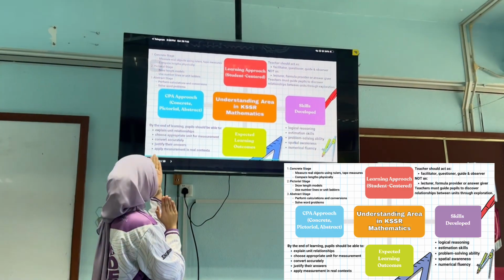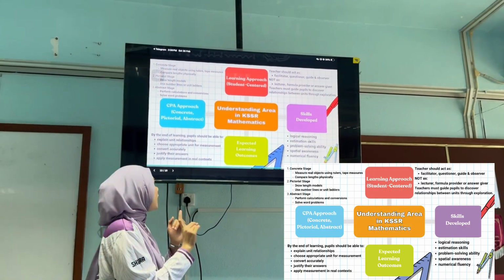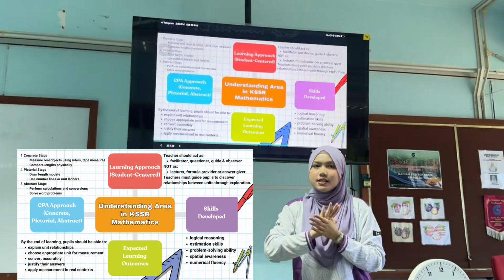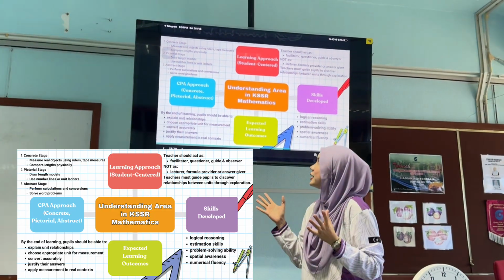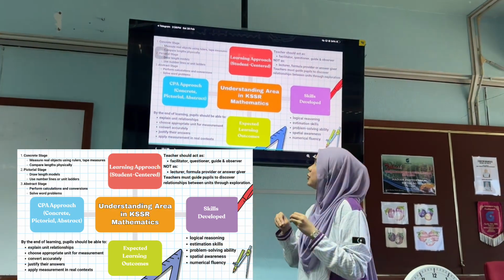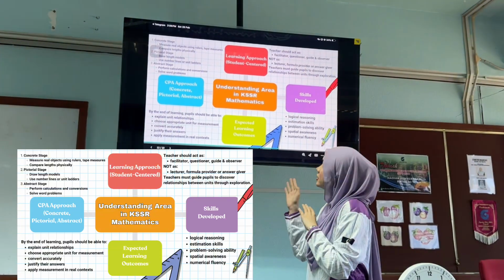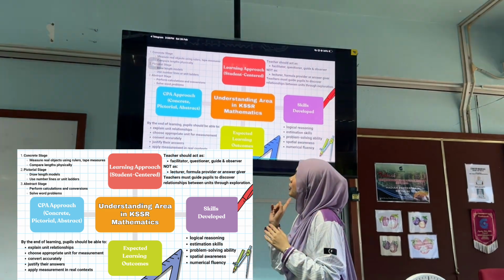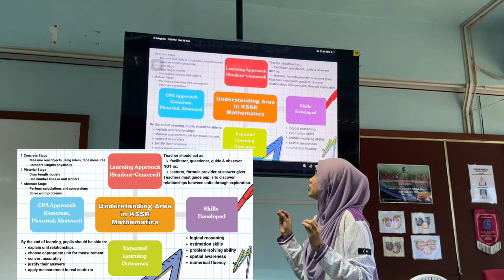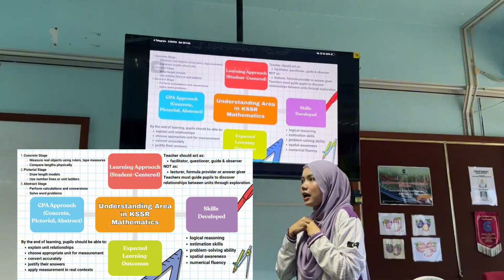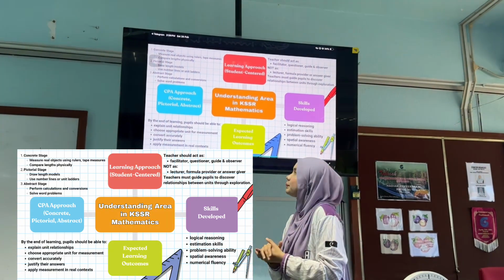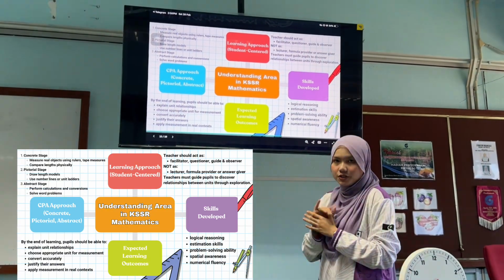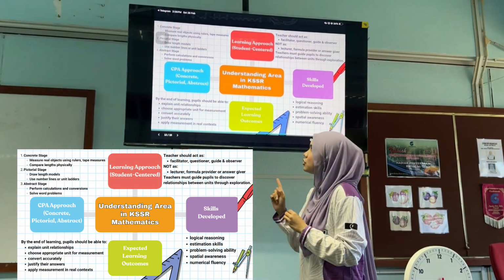And then for the CPA approach, which is concrete, pictorial and abstract. For the concrete stage, we measure real objects using rulers. For this unit, we need to use the ruler, and then take measurements and compare lengths physically. And then for the pictorial stage, draw line models. And then we also use a number line or unit ladder, so that people will know the relationships through the units. And then the abstract stage, where we perform calculations and conversions and also solve word problems.